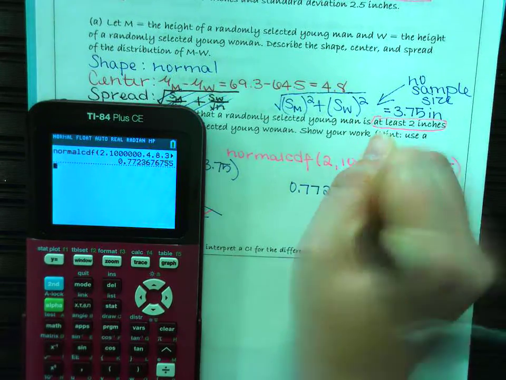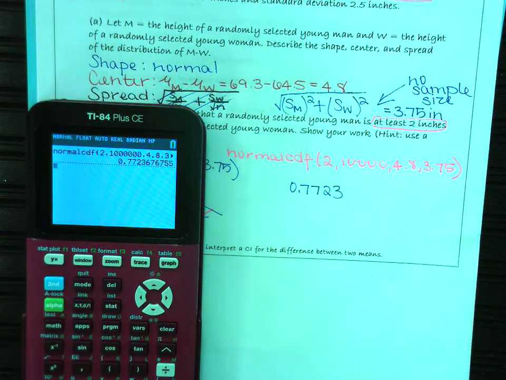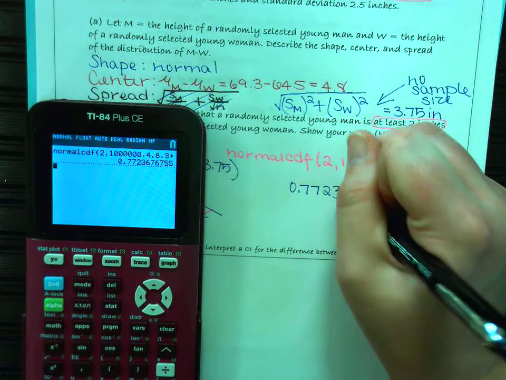0.7. Spoiler alert. The answer is 0.7723. So probability is 77%. What rounding is that? 7724. If you're going to say it like that.